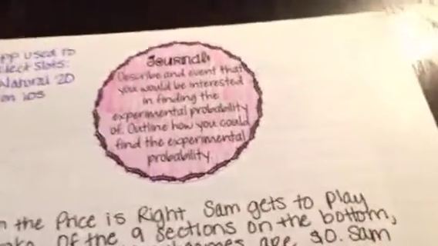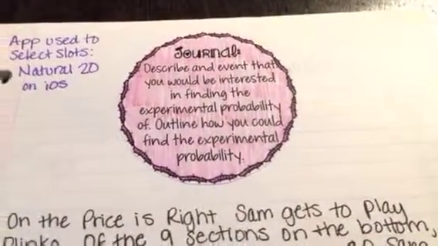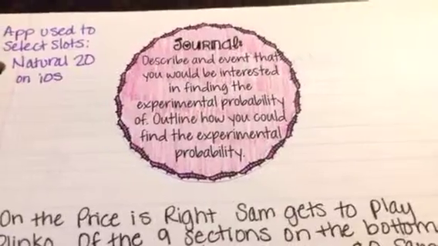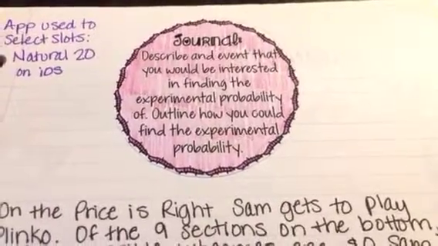I added in some additional vocabulary to this one because I wanted students using their vocabulary in the journal that they were coming up on. So we could talk about what each of those 3 words mean. The journal for this one is pretty nice and simple. It says, describe an event that you would be interested in finding the experimental probability of. Outline how you could find the experimental probability.